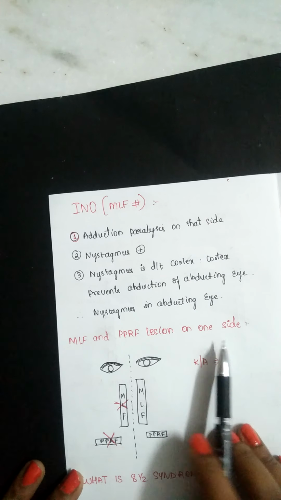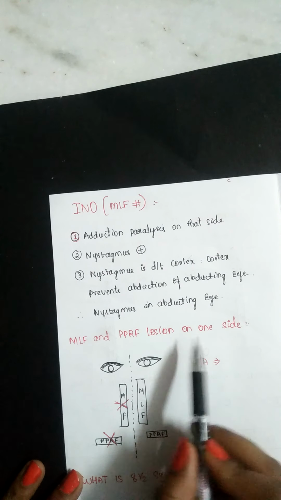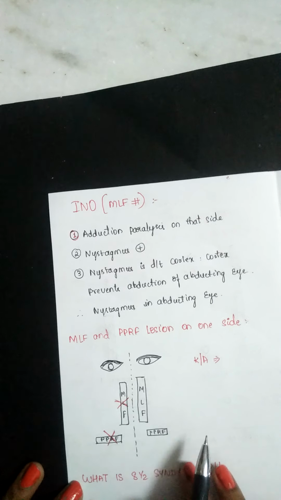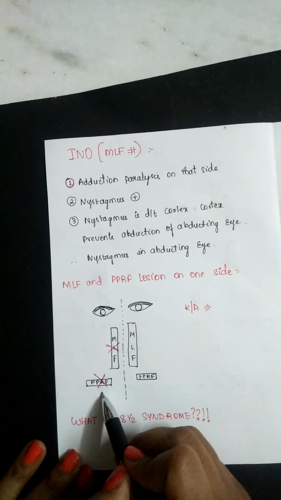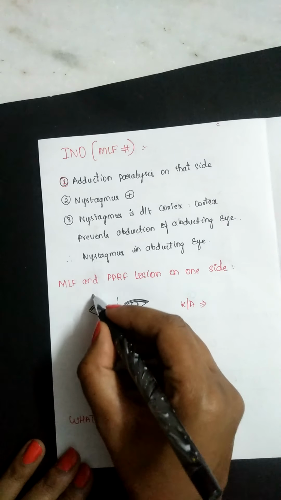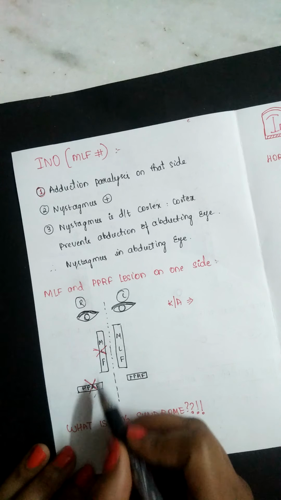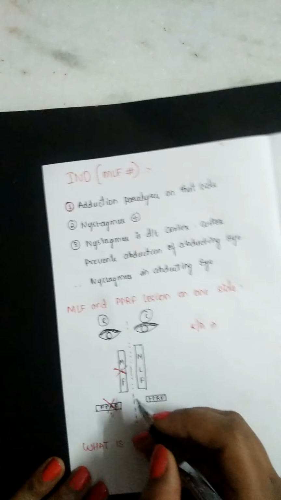Now, what will happen if MLF and PPRF are both damaged on one side? See the diagram. Here the MLF and PPRF are both damaged on the same side, that is, the right side. When both the right MLF and PPRF are gone, what can happen? I'll try to explain this.